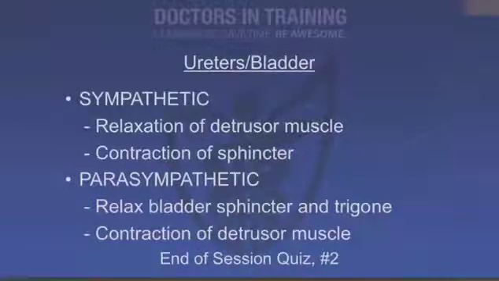Next, on the ureters and bladder, for the sympathetic side, you're going to get relaxation of the detrusor muscle, and you're going to get contraction of the sphincter. Now for the parasympathetic side, you're going to get relaxation of the bladder sphincter and the trigone, and you're going to get contraction of the detrusor muscles.